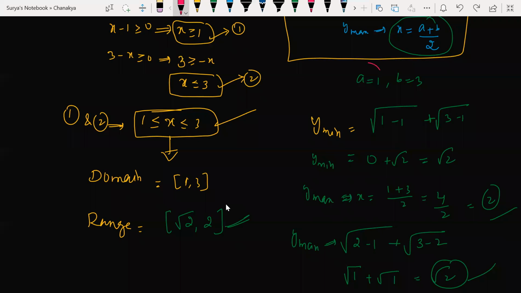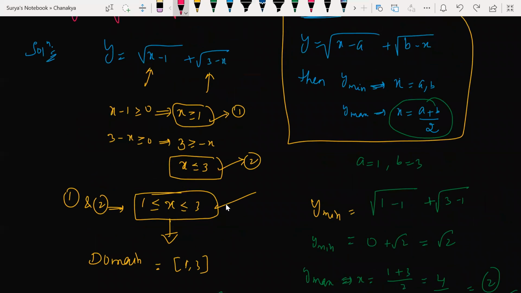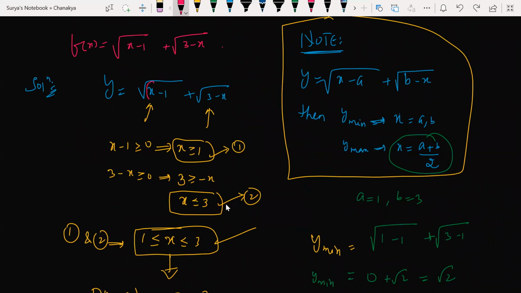I substituted a value as 1 comma 3. Why? For minimum, you have to take the x values as a and b. Let me show you. Here I have the question, x. I have to take this as a and this as b. And what are the a comma b values? A value is given as 1, b value is given as 3. I just substituted that, that's it.